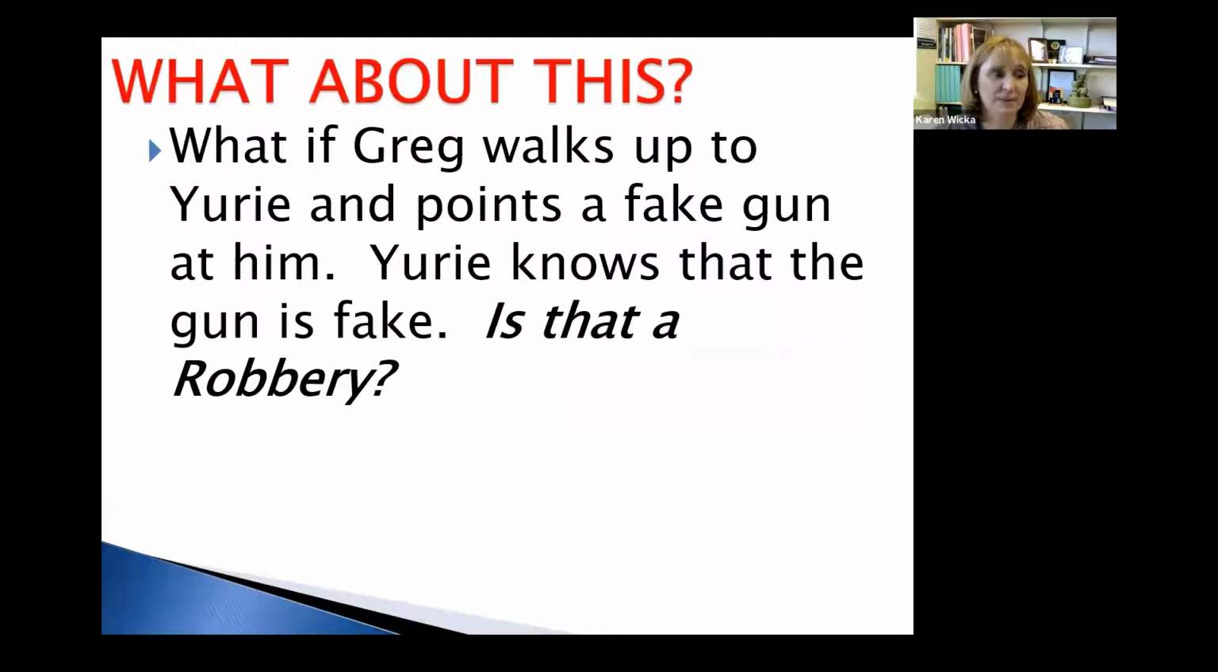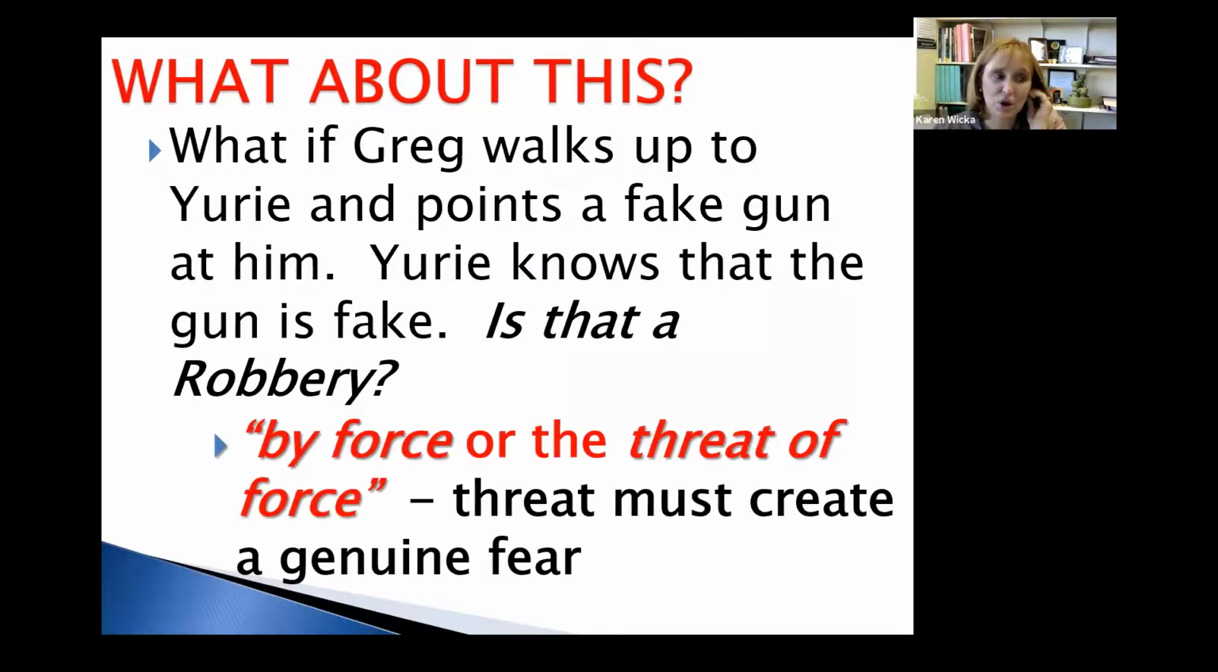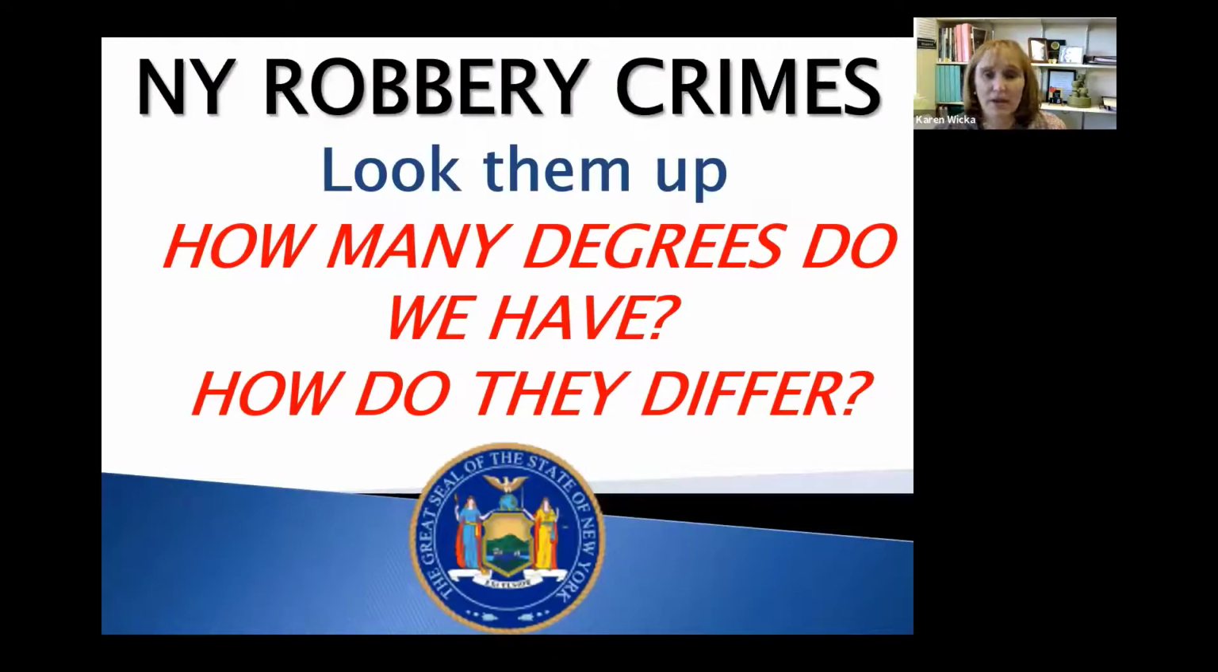Now, what if Greg walks up to Yuri, points a fake gun at Yuri, and Yuri knows that the gun is fake? Is that robbery? And the answer is no. The threat has to be real. The victim has to truly believe that force is going to be used against them. If the person knows it's a fake gun, then it's not really a level of force that's being used or a threat of force.